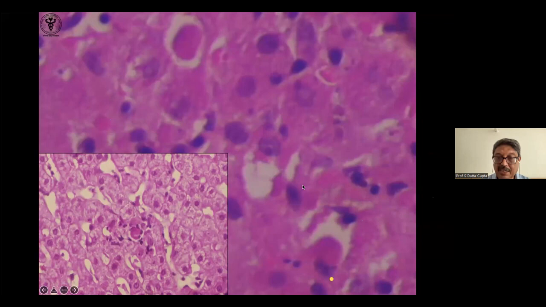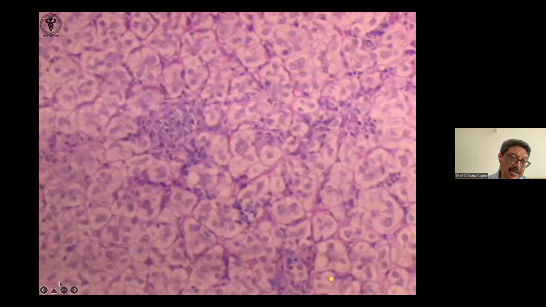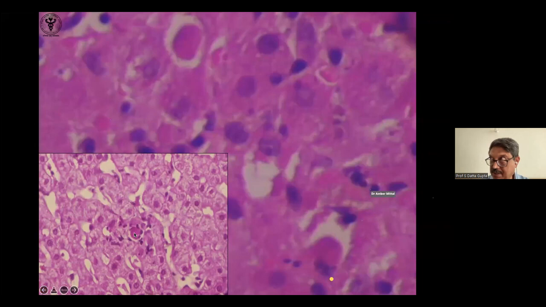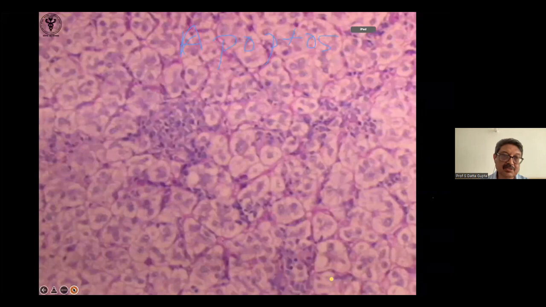Now this is how an apoptotic cell looks like. It looks like somebody has put in a syringe and pulled out whatever there was there. So this cell drops out from the scaffolding of reticulin. The architecture is still maintained and the adjacent liver cells regenerate to fill up this gap. This is another apoptotic cell. So this is a form of single cell necrosis, spotty necrosis, or focal necrosis.